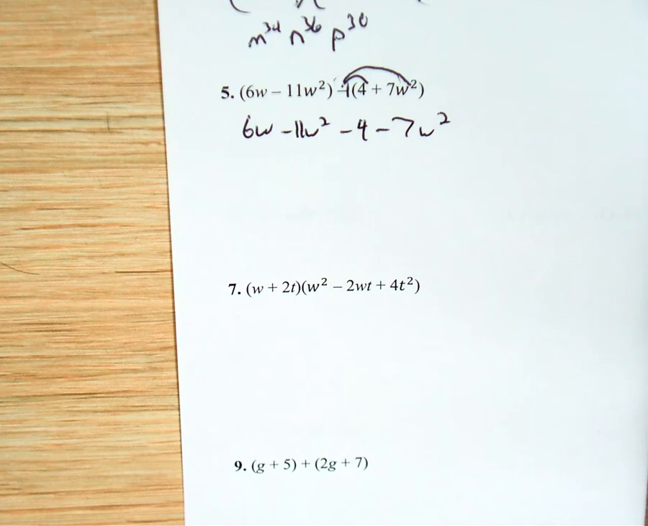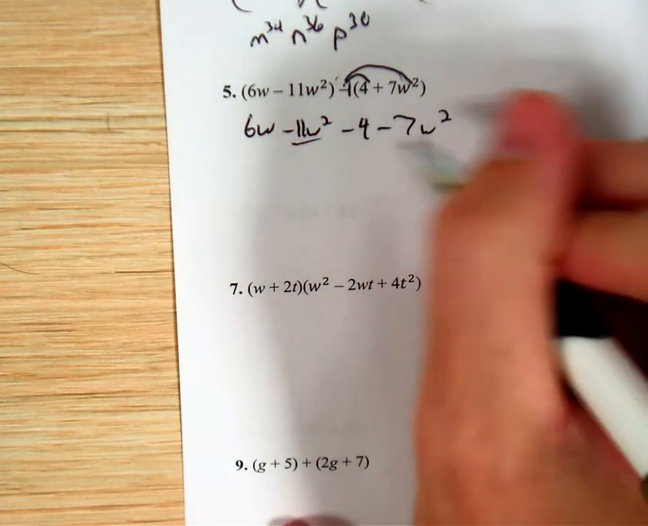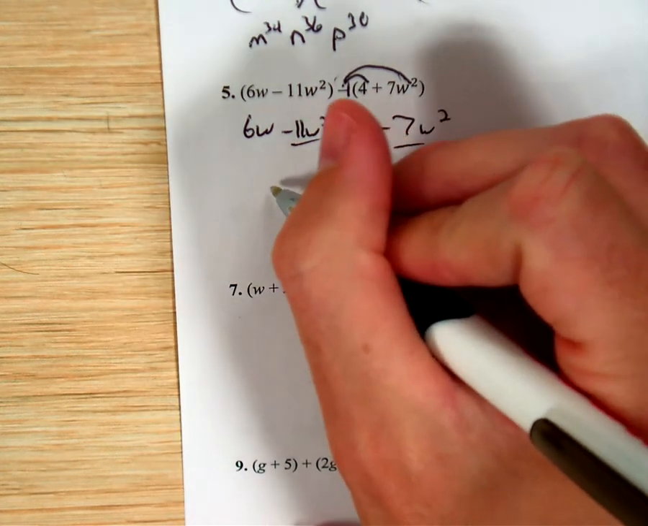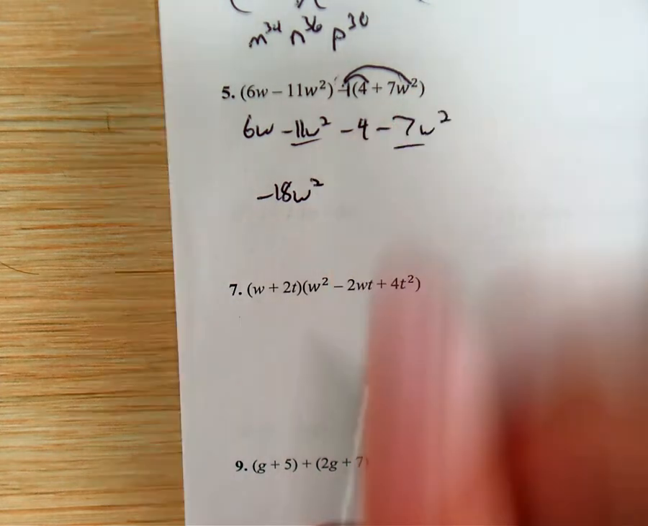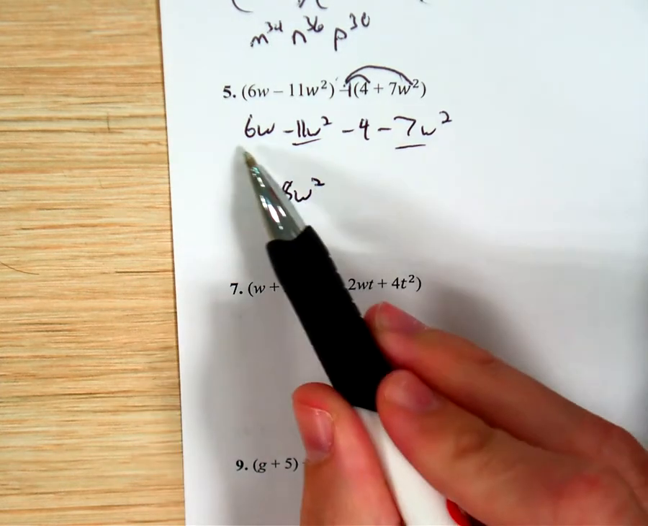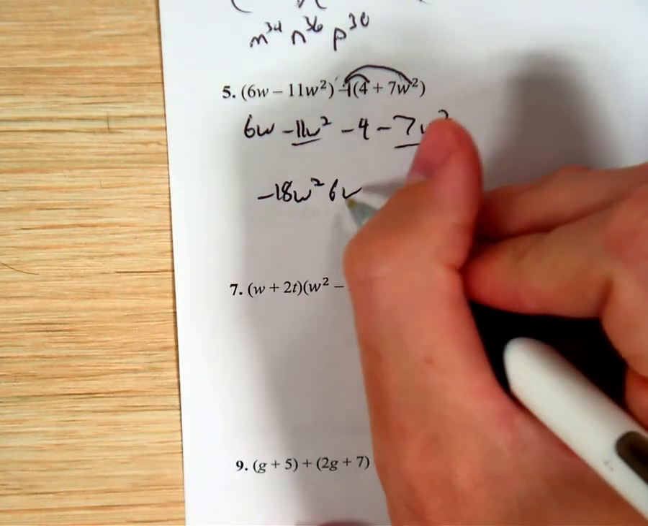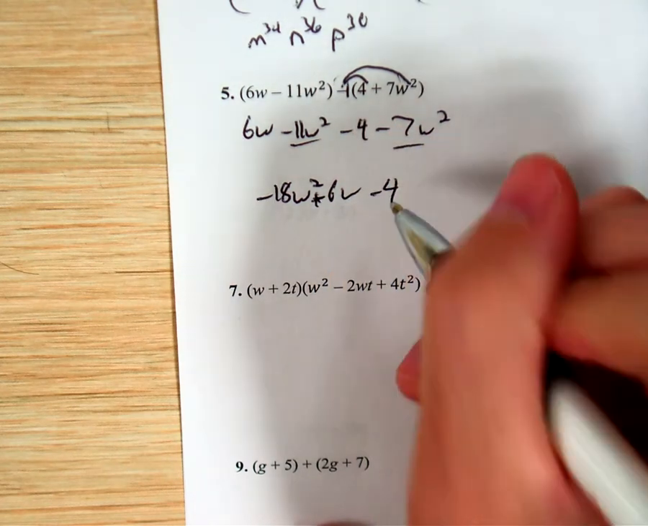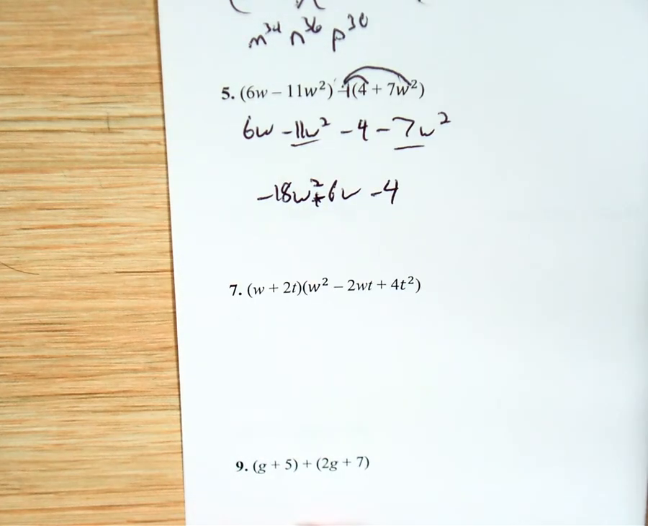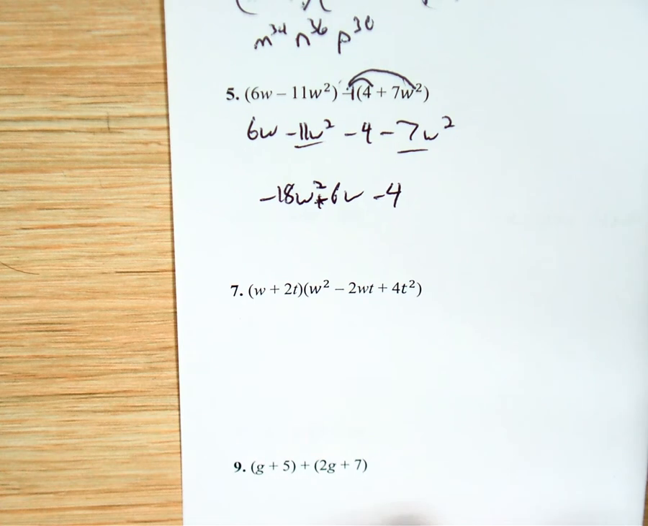Okay, what's in common? What can I put together? w squareds. Okay, so I have -18w squared, and then just 6w. It's a positive, so we're going to go with plus, and then we'll have minus 4. Okay, don't overthink it.